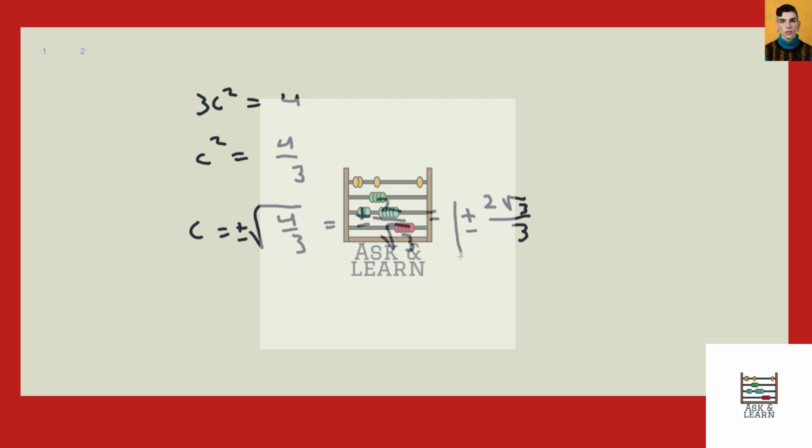And if you recall, our values were in the interval from -2 to 2. And positive 2 root 3 over 3 is less than 2, obviously. And -2 root 3 over 3 is greater than -2, so both of these numbers actually fall within the interval. So both positive 2 root 3 over 3 and -2 root 3 over 3 are the correct answer.